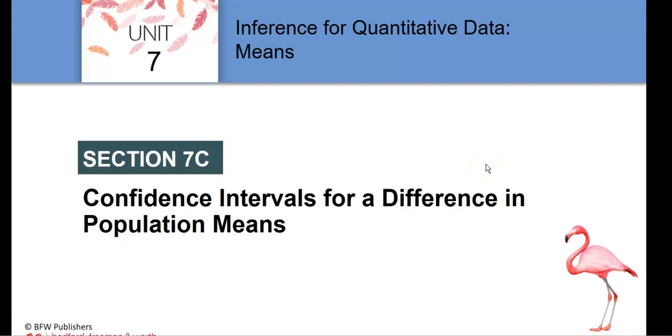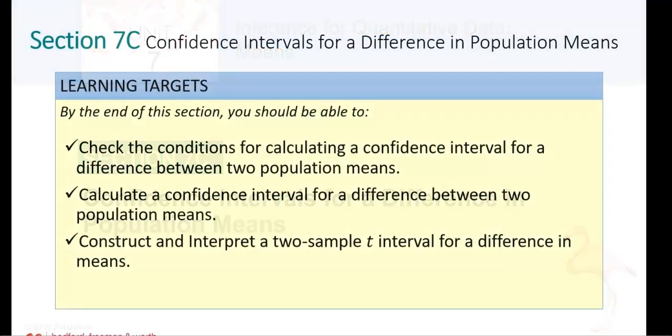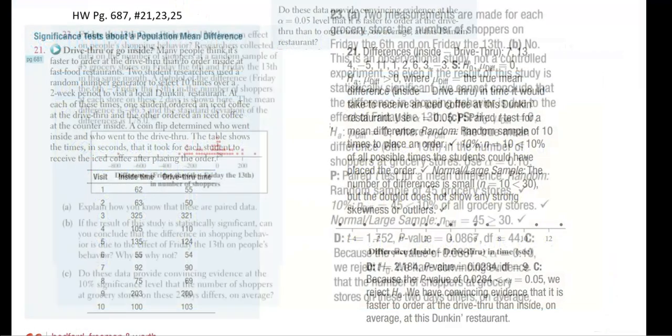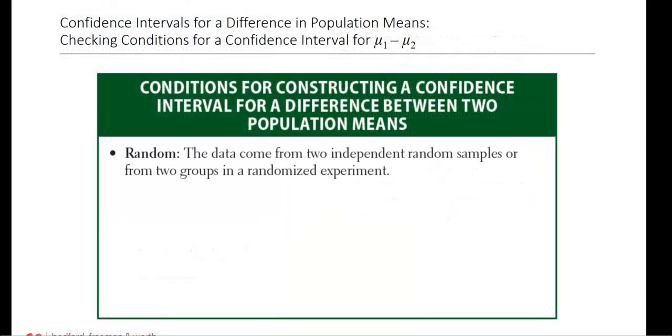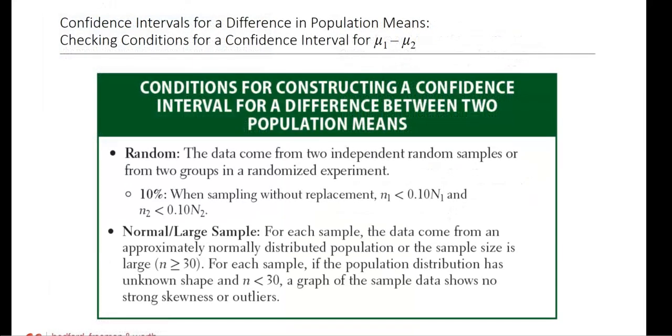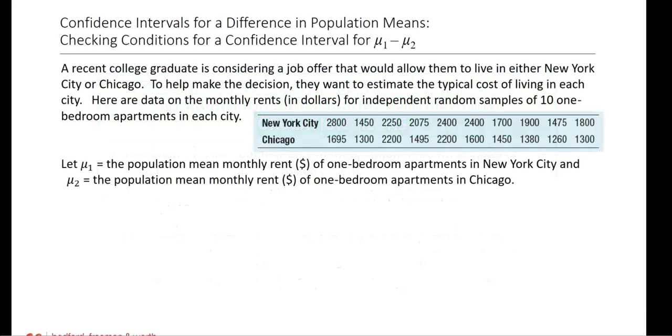Okay, so we're still on means, but now we're doing confidence intervals for a difference in population means. This is different than the paired t interval, which is for mean differences. This is a difference in the population means. Here's the homework. Okay, conditions, exactly the same. So no real change there at all for this guy.